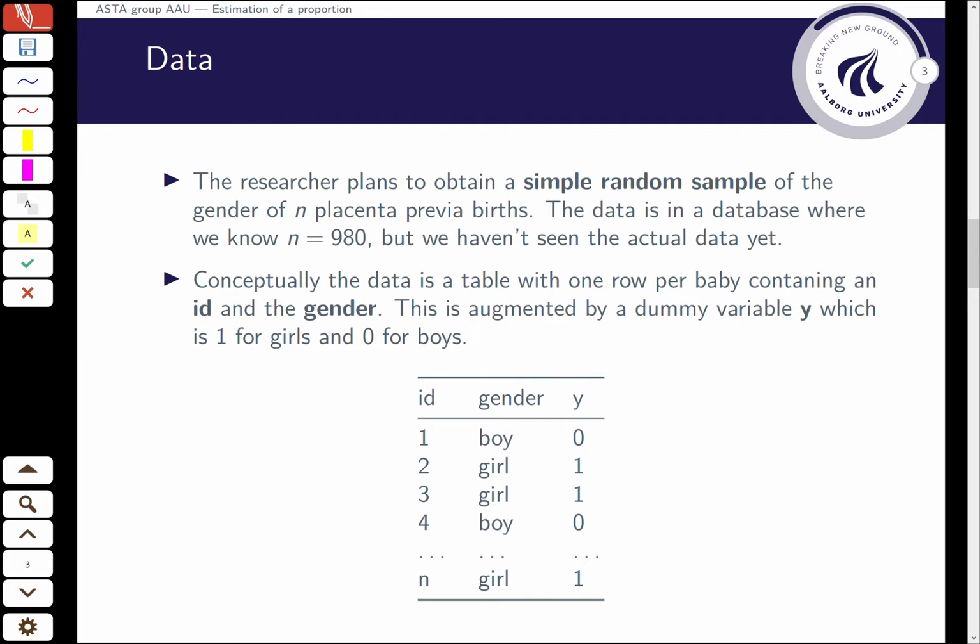And then we augment this by a kind of dummy variable y, which just indicates whether we have a success or a failure. And in this case, since we're interested in the percentage of girls, a girl is a success marked by a 1, and a boy is a failure marked by a 0.